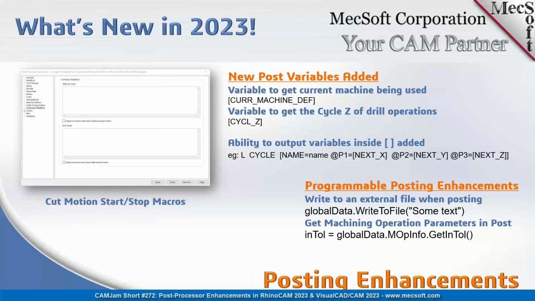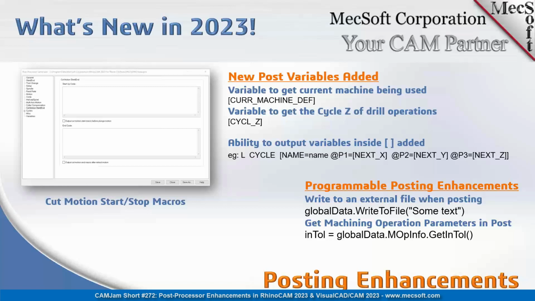And then another important change is the ability to output variables inside square brackets, because in our system, all our variables are defined by square brackets. But some weird machines want square brackets to be output, and we were not able to do that before. Now we are able to handle any number of nestings of these square brackets in combination with our variables. So things of that sort, the example that's shown on the screen, we're able to handle now.